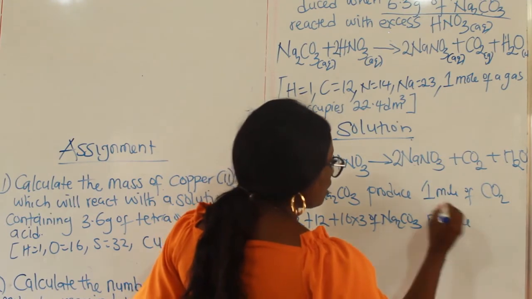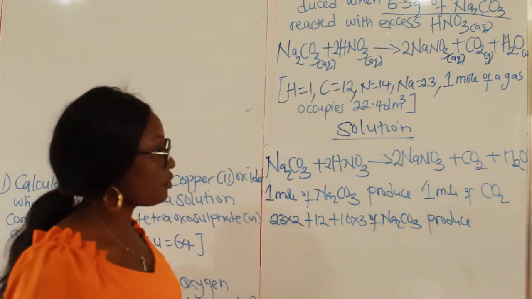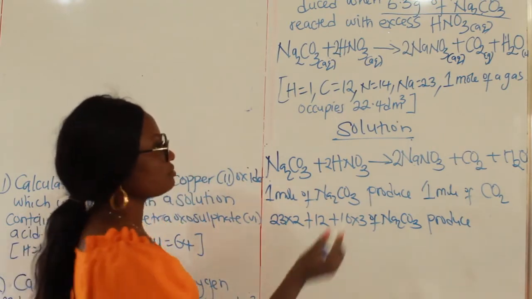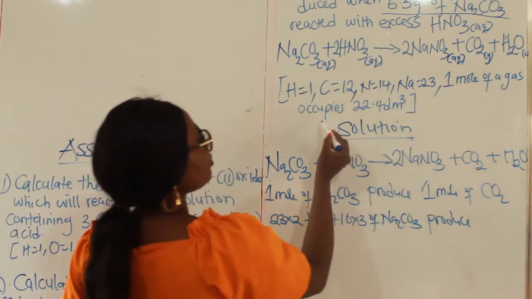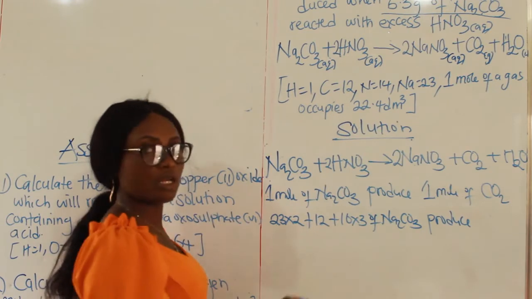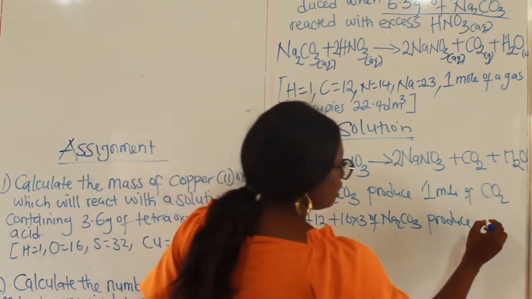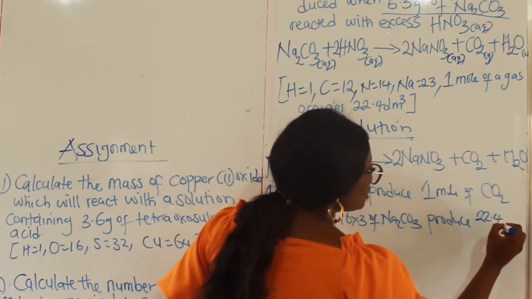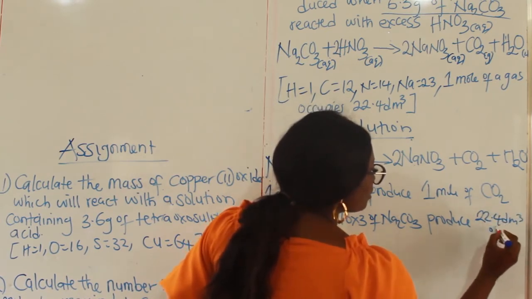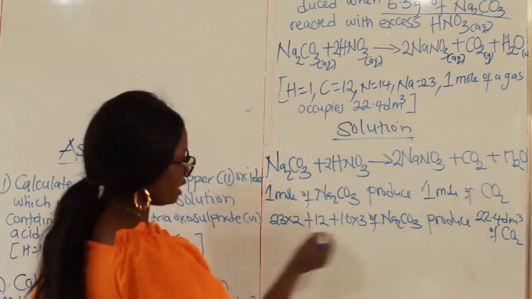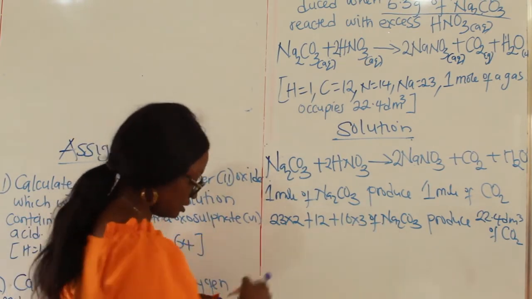Then produce 1 mole of any gas, of course, CO2 from here is a gas. 1 mole of any gas, look at it, 1 mole of a gas occupies 22.4 dm³. So 1 mole of CO2 will be 22.4 dm³ of CO2. Okay, so we get the mass of this.